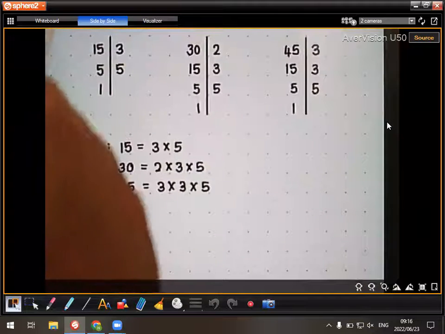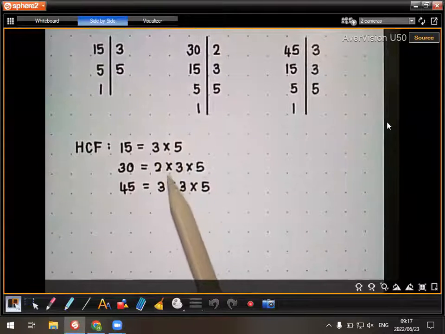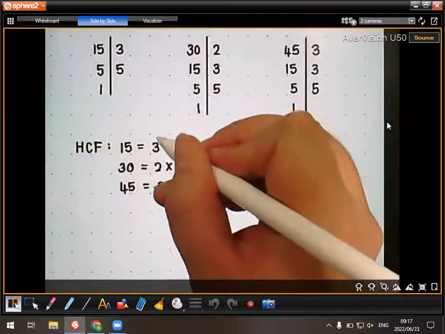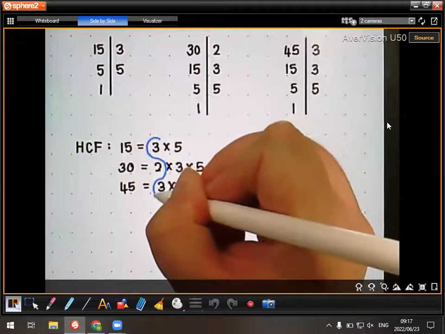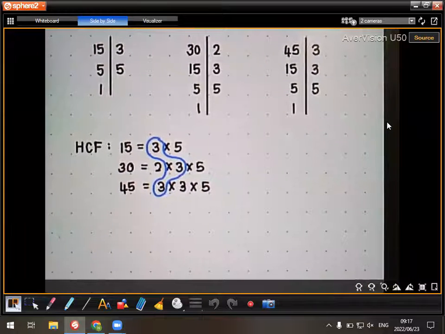Can anyone remember what we must do for the HCF? Highest common factor. Yes, the ones that are common. But now guys, there are 3 numbers, so we're looking for factors that are part of all 3 of them. So is there a 3 in all 3 of them? Yes. Okay, so we can circle that 3. Now it's a bit difficult to do, but let's do something like that. The 3 is in all 3 of them.